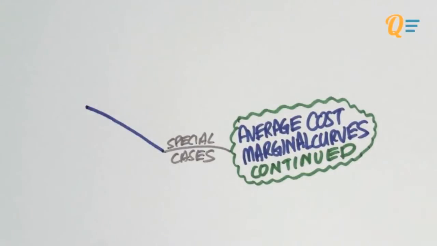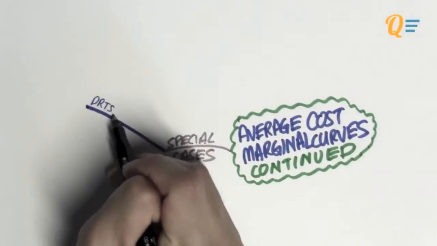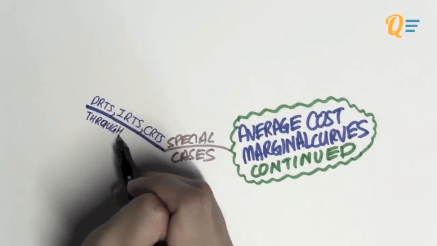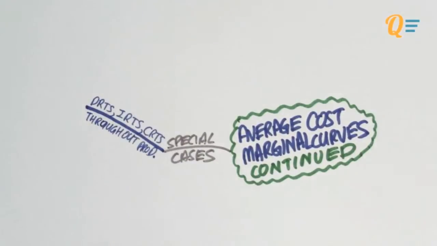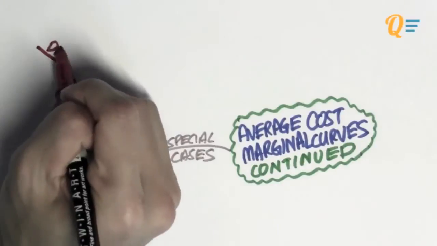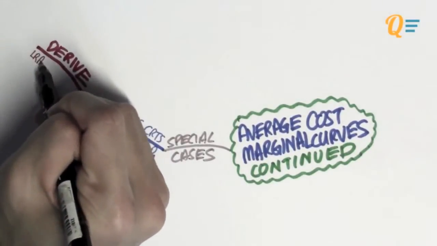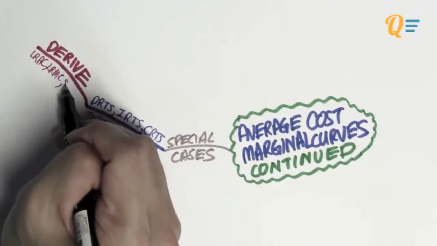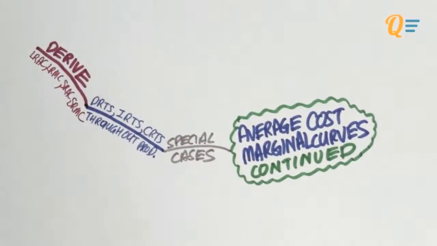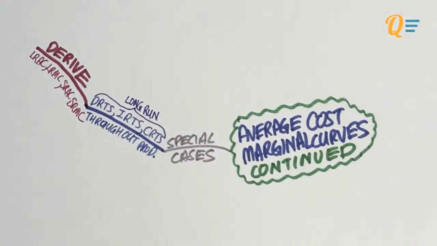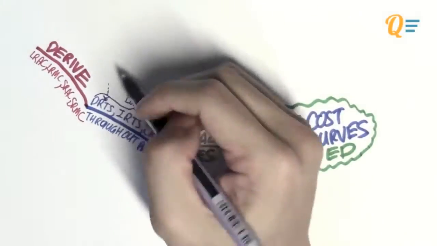The first special case would be the case where there is decreasing returns to scale, increasing returns to scale, as well as constant returns to scale throughout the firm's level of production. So what we need to do is derive the LRAC, the LRMC, SRAC, and of course the SRMC. Okay, so just a bit of recap. When we talk about returns to scale, we are talking about the long run. Okay, it's not a short run, it is a long run.